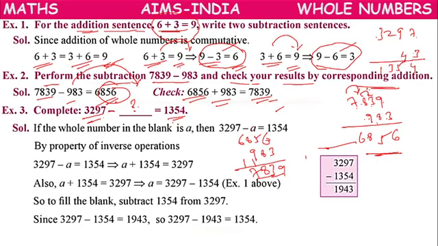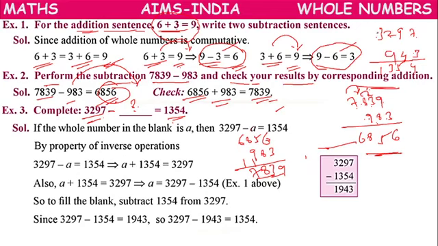Sorry, 1354. Next, from 2, if we remove what number, 3 will come? From 2, we cannot remove a smaller number. From 2, if we remove a smaller number, we cannot get 3. So we have to assume 1 we have borrowed here, it will become 12. From 12, if we remove what number we will get 3? 9 we can remove. Then we will get 3.